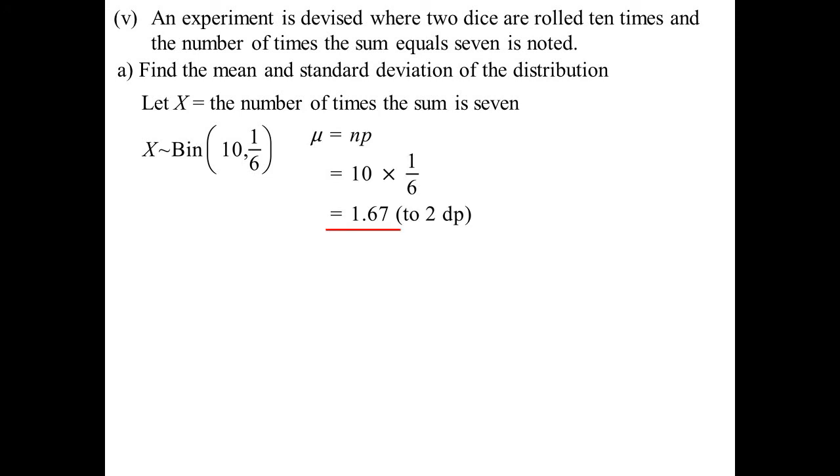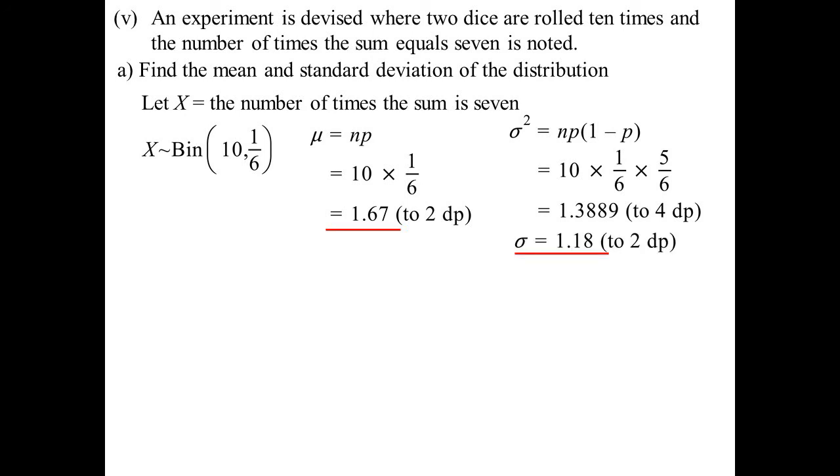We've devised an experiment. 2 dice are going to be rolled 10 times, and the number of times the sum equals 7 is noted. What is the mean and standard deviation of this distribution? So X is going to be the number of times the sum is 7. It is a binomial distribution because either the sum is 7 or it's not. So success or failure. We're going to roll the dice 10 times, so n is 10. The probability that the sum is 7 turns out to be 6 over 36, which simplifies down to 1 on 6. So the mean, np, 1.67. And, well, the variance is 1.3889, so the deviation, 1.18.